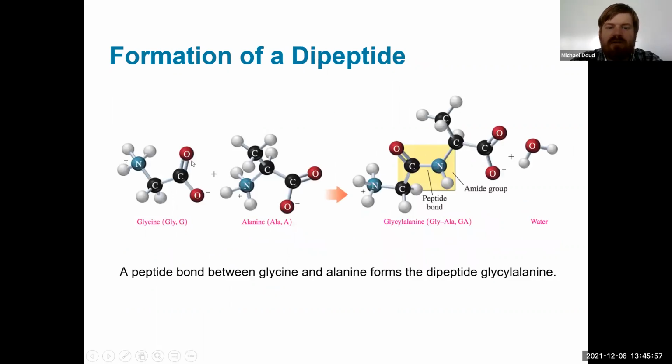Okay, so here's another kind of structural view of it. Again, you start with an ammonium. You're going to lose a water molecule here, this oxygen and two of these hydrogens, and then you form a peptide bond that just is that structure.